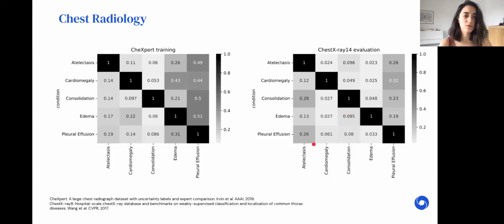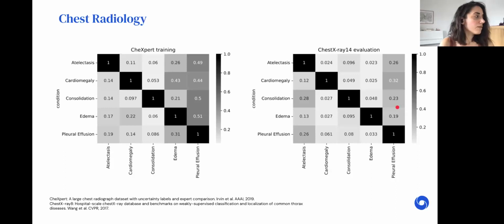And what I'm trying to show here with these heat maps is the normalized co-occurrence of the 5 top conditions that we are looking at. And we can see that there is a shift from the training dataset to the evaluation set. That is, we consider it out of distribution because it's different sets of hospitals, and also it's according to different criteria that these diagnoses have been made.